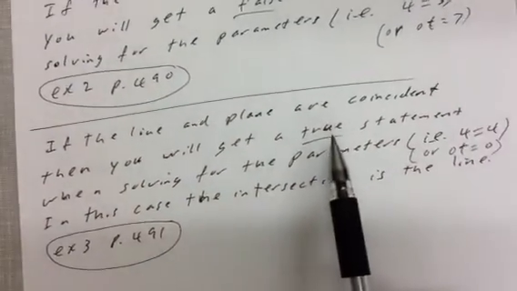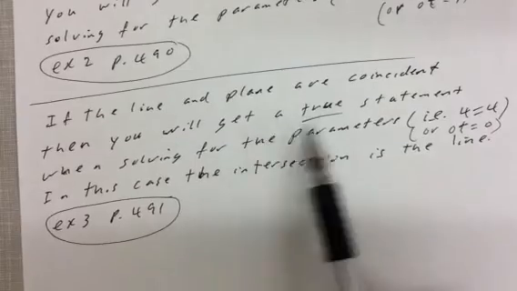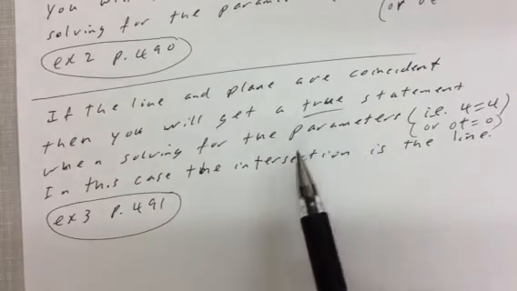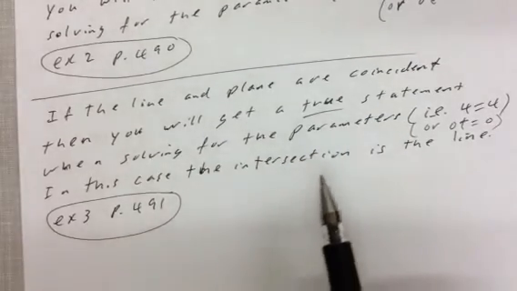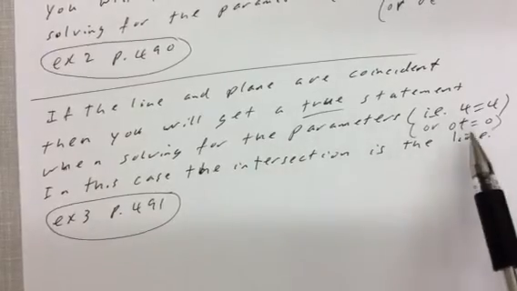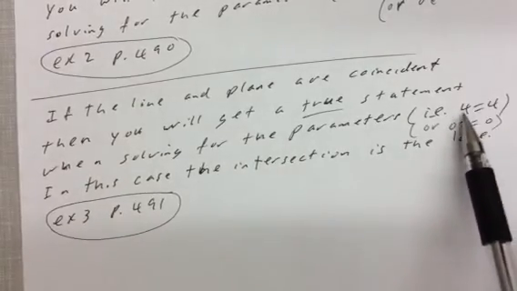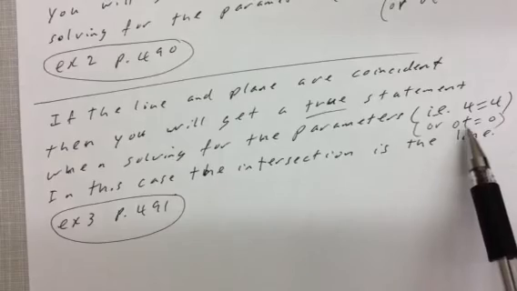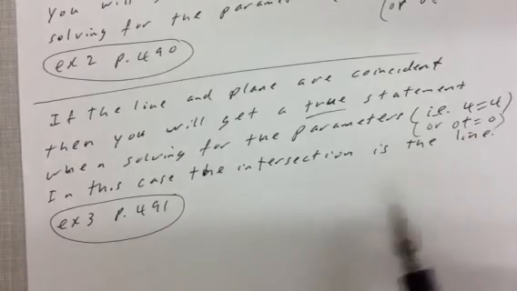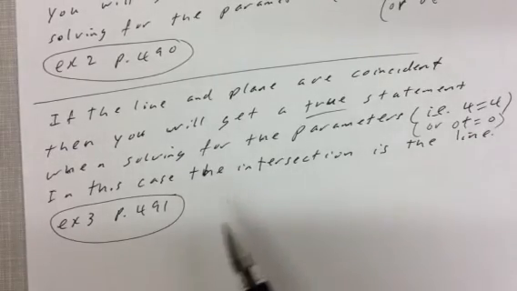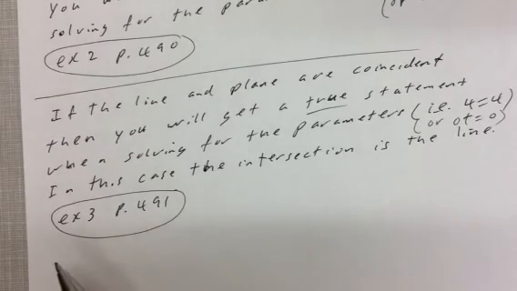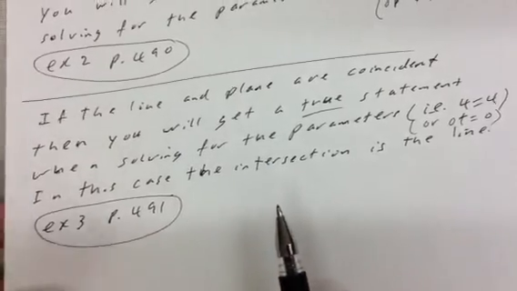If the line and the plane are coincident, then you'll get a true statement when solving for the parameter. Okay, so when you're trying to find the intersection point, you'll get a true statement like 0t equals 0 or 4 equals 4, which is independent of the value t. So t can be anything, and this means you have the line itself is the intersection. There's an example like this on page 491.